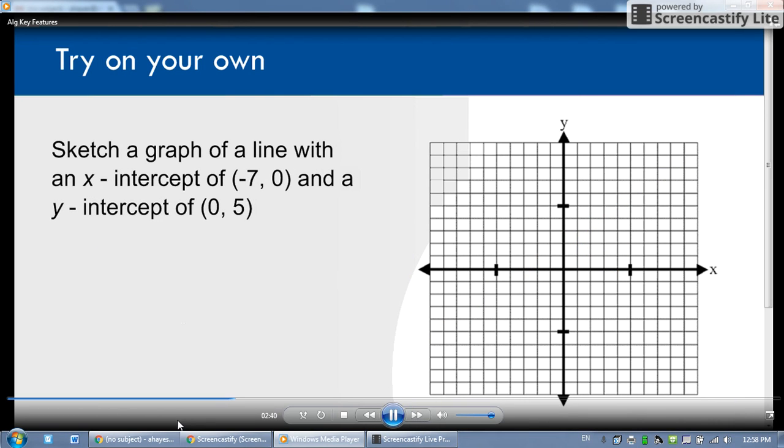We'll do one more. Or actually, while here, feel free to try it and then double check it. I'll talk you through it. Pause as you need to. In this case, again, plot the x-intercept at negative 7, 0, plot the point at 0, 5, and connect the dots. And there's a really cruddy freehand line. It's always better to make a nice line so that nobody has any questions about it and people are impressed.